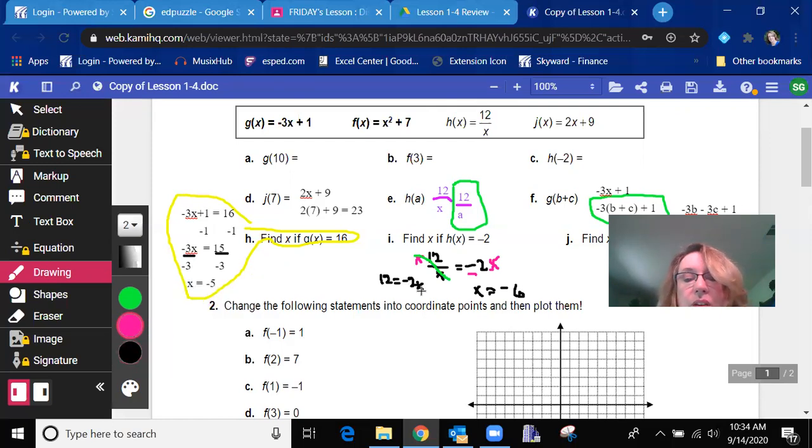And so the x is here, and when the number is touching the letter, then you divide. So we divide by negative 2, divide by negative 2. Those cancel out, so x is equal to whatever you get when you divide that, which we already figured out.